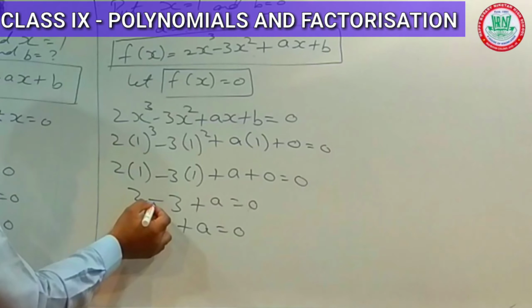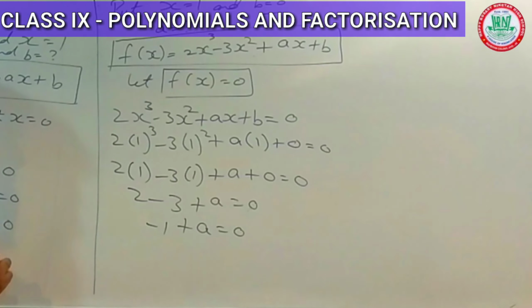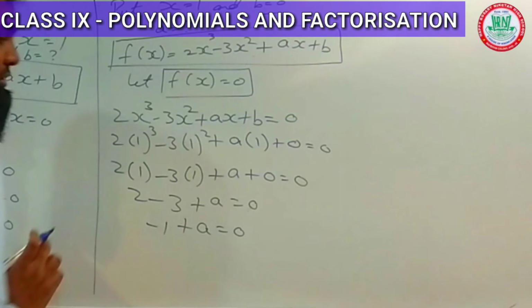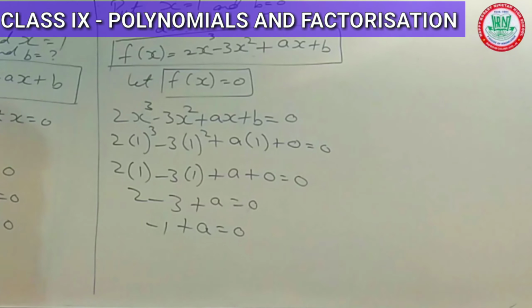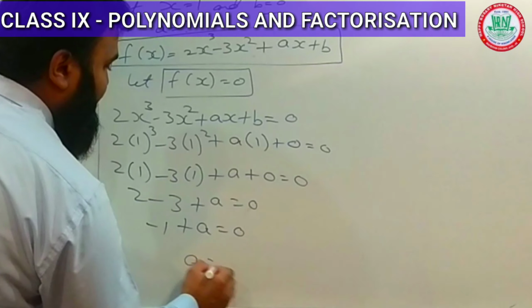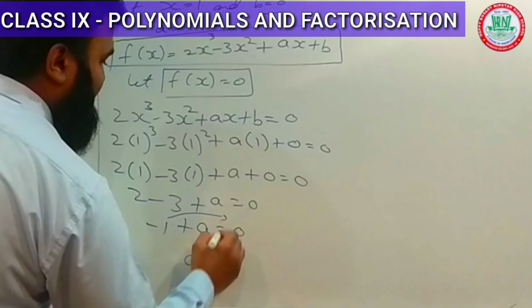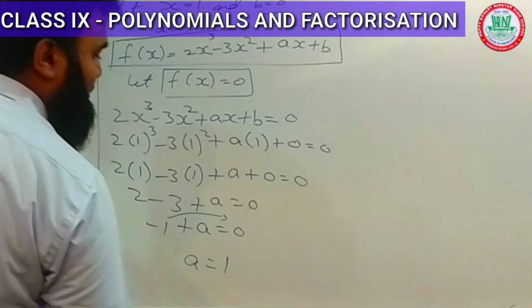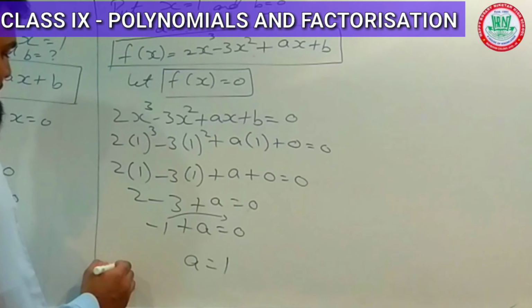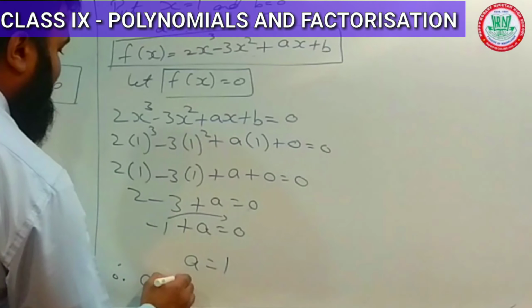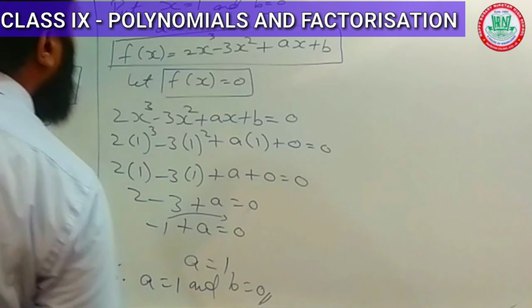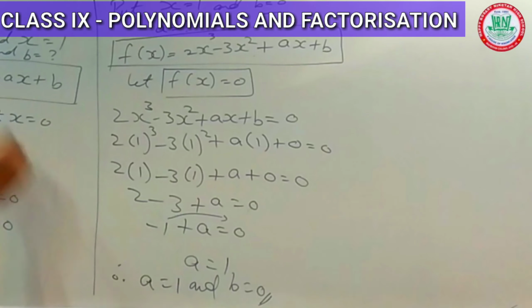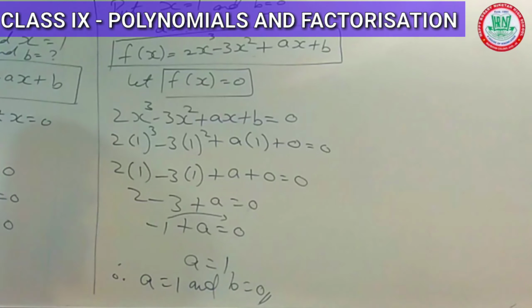You have to use the bigger number's sign, which is minus. That's why 2 minus 3 means minus 1. So now a is equal to, this minus 1 goes to the other side, a is equal to plus 1. Therefore a is equal to 1 and b is equal to 0. What did we need to find? The a and b values. So we found them.